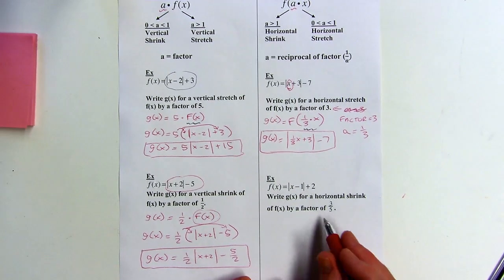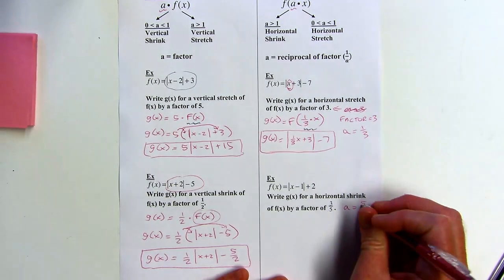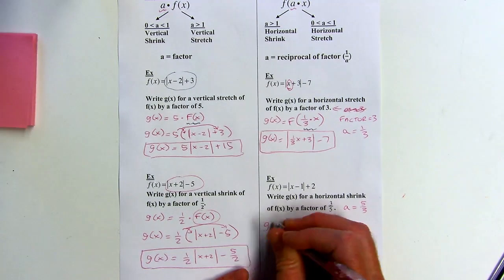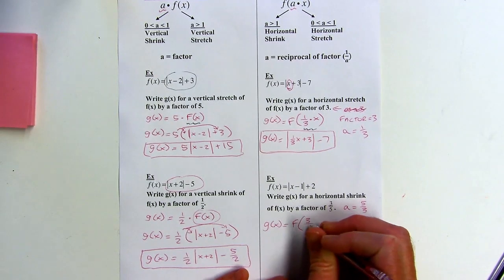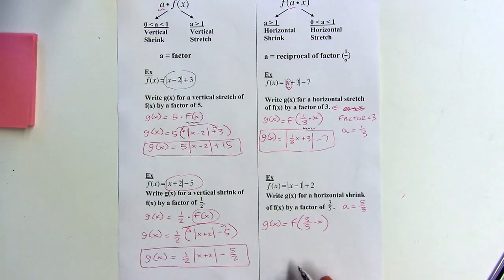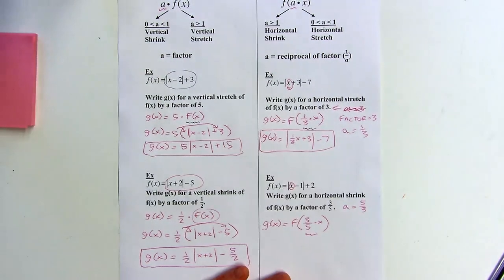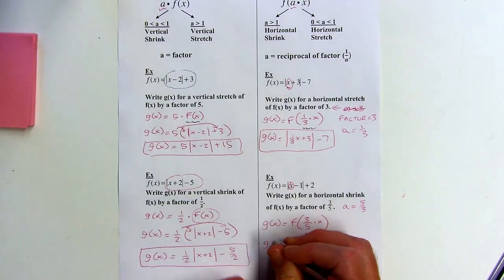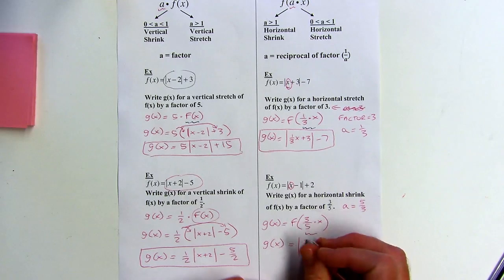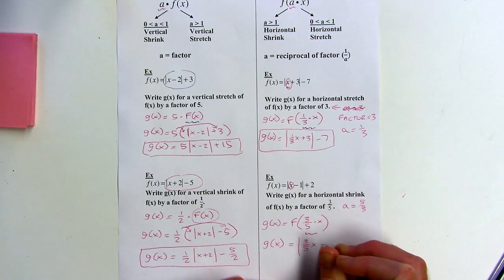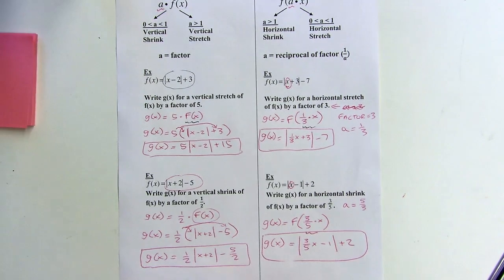And on this next one, if my factor is 3/5, well that means I'm going to take the reciprocal of that, 5/3, okay? So g of x then is going to equal f of 3/5 times x, or just 3/5 x, okay? And here then I'm going to input this in for x into function f, okay? So I'm replacing the x with 3/5 x, and then there's nothing else I can do to simplify that. Okay.